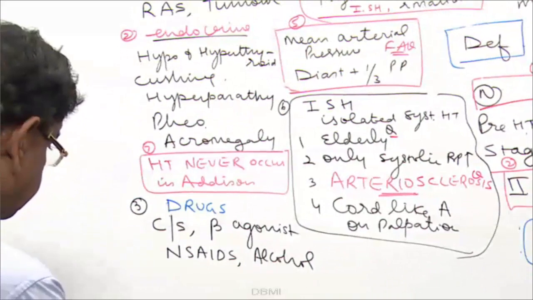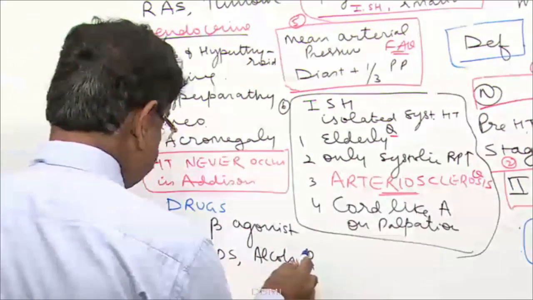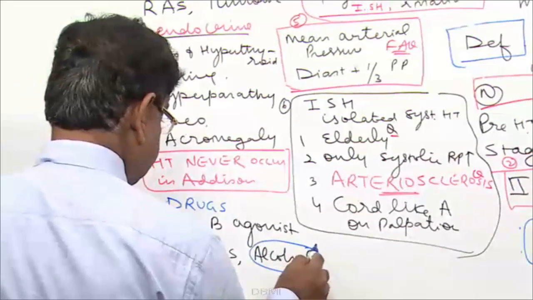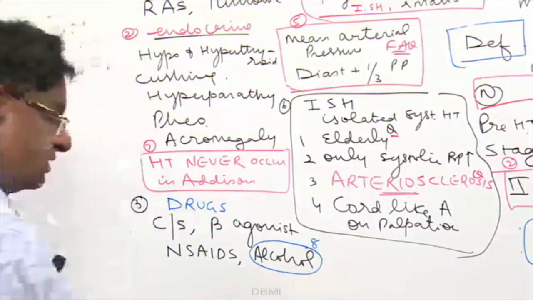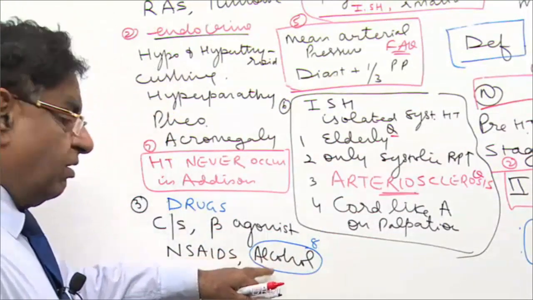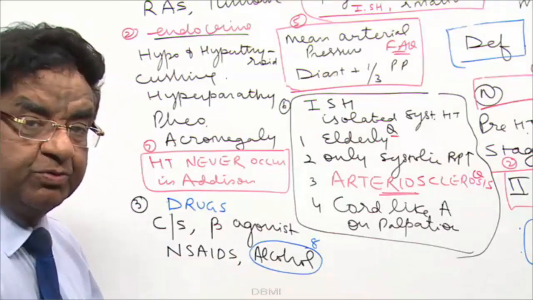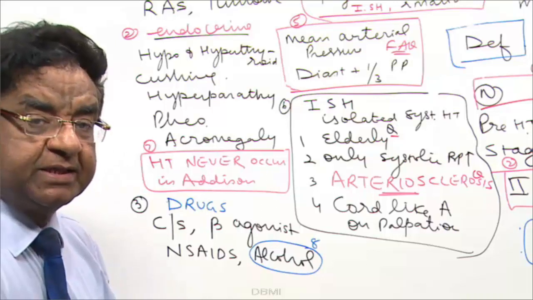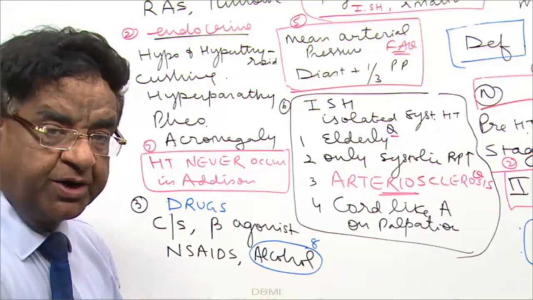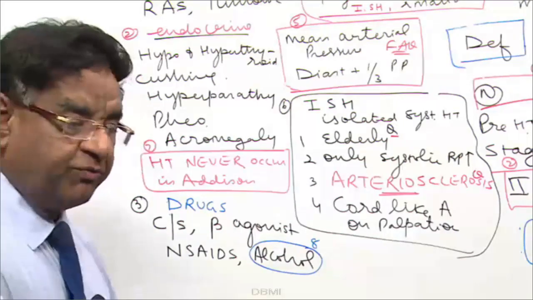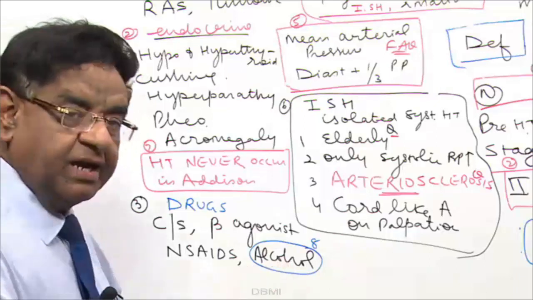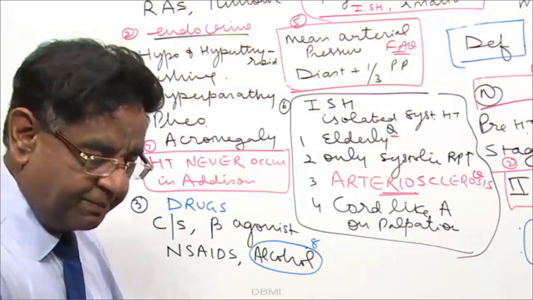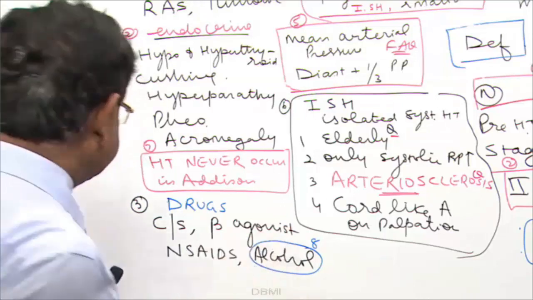Out of these, the most commonly asked question is regarding alcohol. This is box number, circle number 8. This is very important. Chronic alcoholism can lead to hypertension because alcohol has many other effects on the cardiovascular system, which we will talk about later on. For the moment, alcohol is a very important cause of hypertension. This is circle number 8.